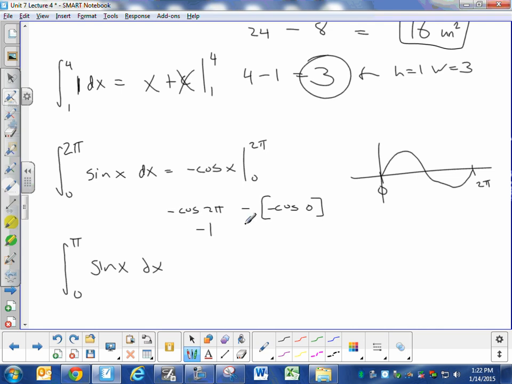This is -1 minus -1, which is 0. That should make sense, right? This area and this area cancel each other out. But what's really cool is this is pi right here. What is the area of just one of these humps? It's not still 0. I definitely think it's positive. Let's figure out exactly what it is.